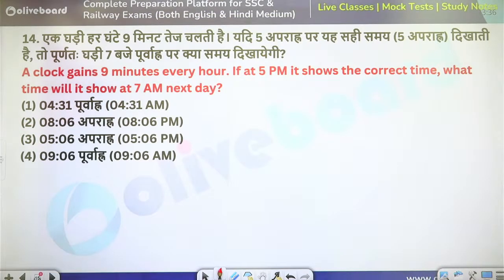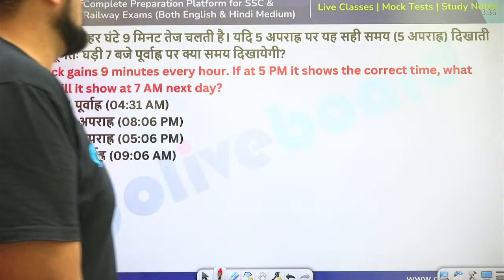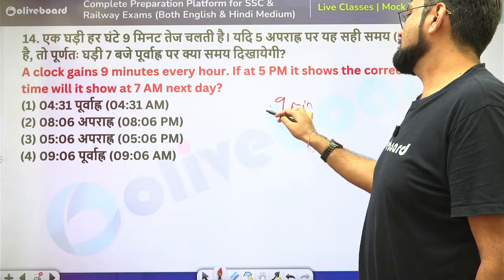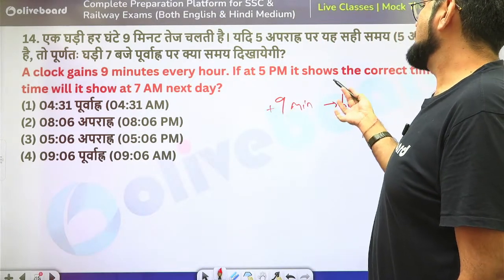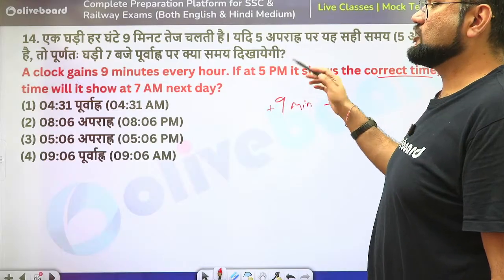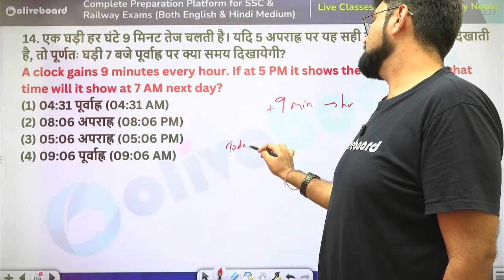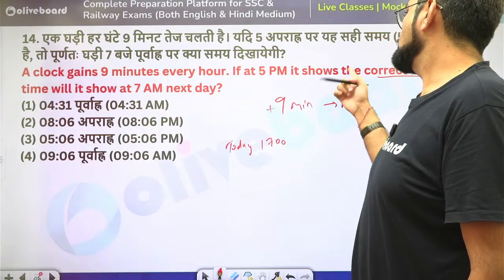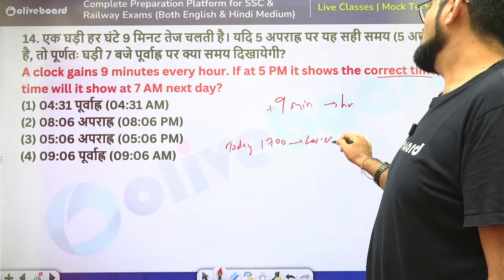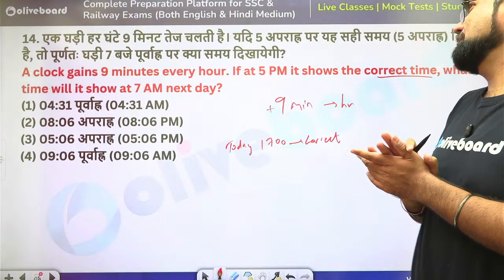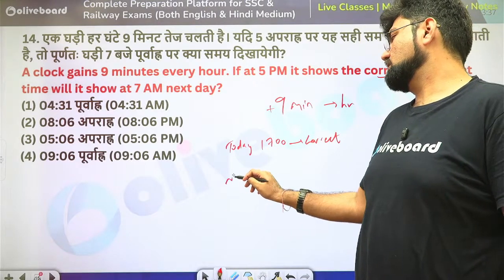Next, a clock gains 9 minutes every hour. Okay, 9 minutes every hour. If at 5 p.m. it shows the correct time, what time will it show at 7 a.m. next day? So let's say today at 5 p.m. it is showing the correct time. What time will it show at 7 a.m. next day?